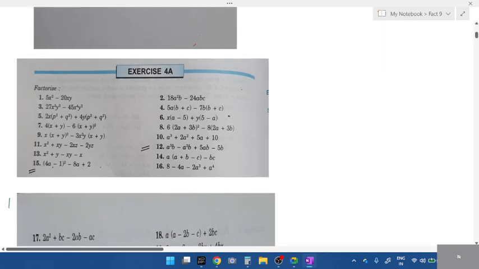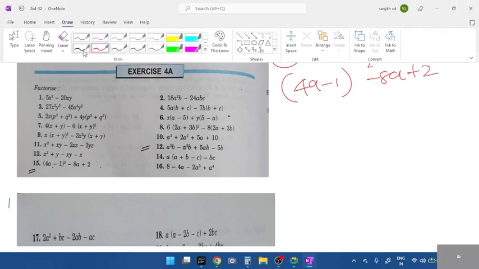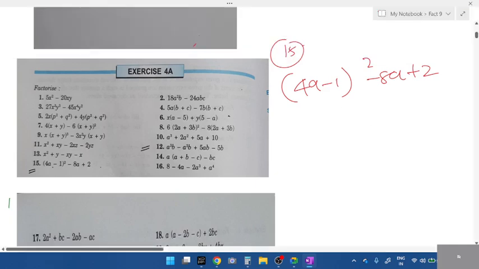Next question. When brackets are given, you have to open the bracket and solve it. Look at the 15th question. 4a minus 1 the whole square minus 8a plus 2. Anything common? How come 2? No. See, this is separate, this is separate, this is separate. Nothing is common, right?